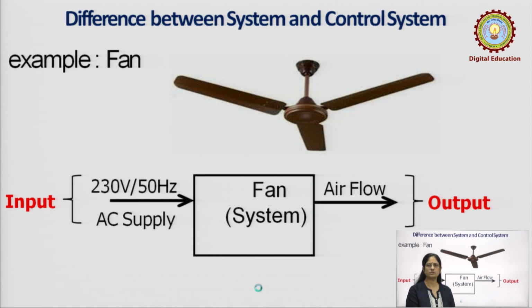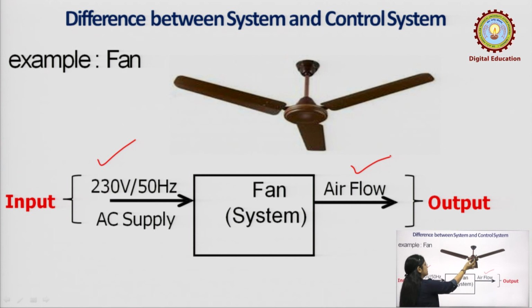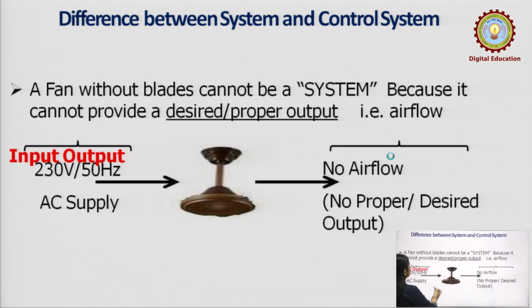Now, a simple example to understand the difference between a system and a control system. This is a fan, and the input is the AC supply and there is an airflow. How is the airflow produced? Airflow is because of the blades. A fan without blades cannot be a system, because it cannot provide the desired output. So, what is the output desired? When you give an input supply to a particular system, we expect some response. If the response is not there, then it is not a system at all, as we are not getting any desired output.